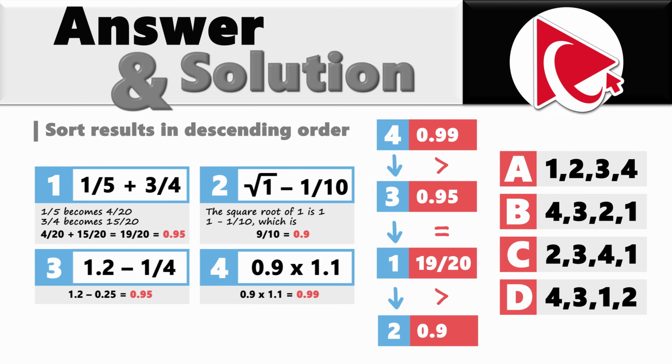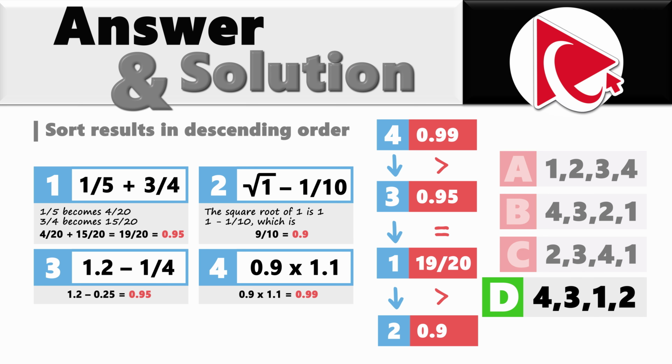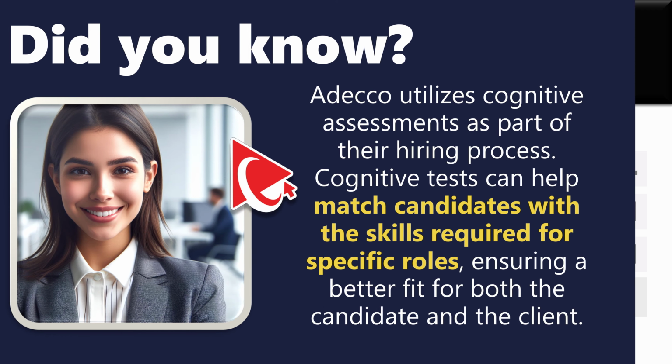What's especially interesting here is that even though results of expressions 3 and 1 are the same, the correct answer choice is only one, which is choice D, 4, 3, 1, 2.